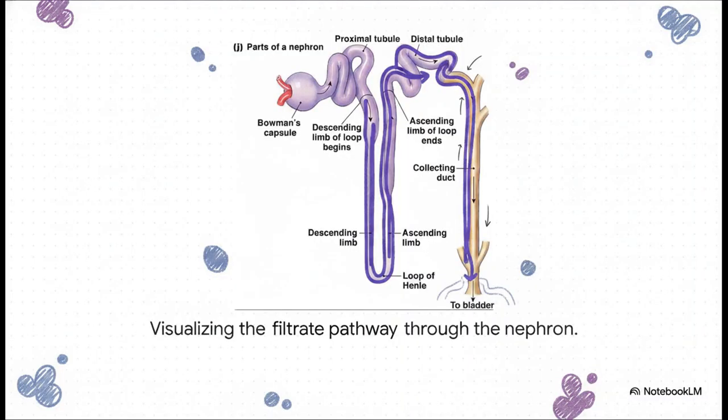Let's visually trace this pathway. From the swollen Bowman's capsule, heading down the descending limb, looping right around the hairpin turn of the loop of Henle, back up the ascending limb, and out to the collecting duct. Locking in this visual pathway is going to make answering sequence questions on your exam an absolute breeze.